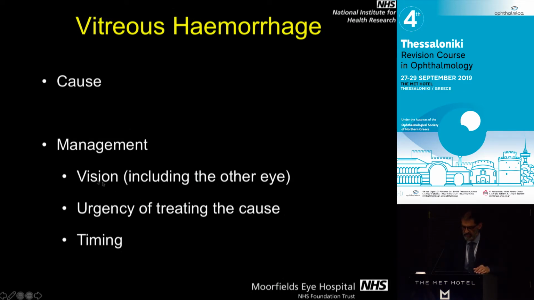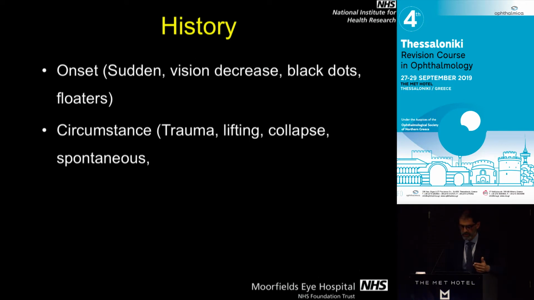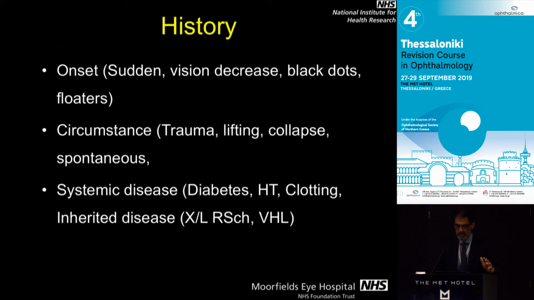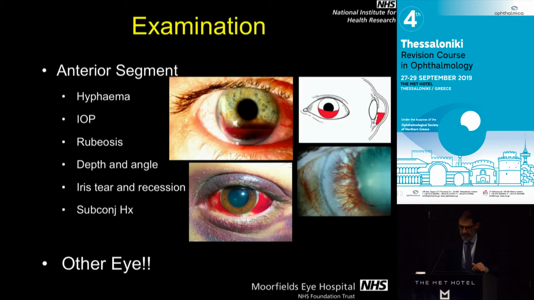The management depends on vision, urgency if you know the cause, and then timing is often about the other eye and the disability. So history is important. Onset: sudden vision decrease with black dots and floaters. Everyone's seen a vitreous hemorrhage. The circumstance is important. If there's trauma, lifting, collapse, spontaneous, background history of diabetes, hypertension. All of these things are clues to why you might get the vitreous hemorrhage. And of course, we want to know about previous episodes because recurrent vitreous hemorrhage, even if it's not severe, is an indication for surgery in diabetes. And the length of time it's been there tells you whether it's likely to clear in time.